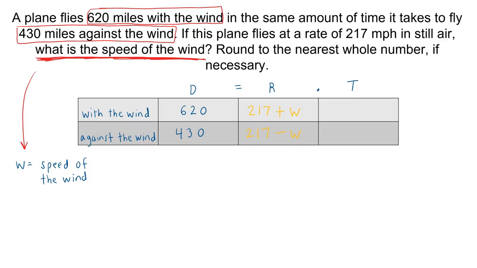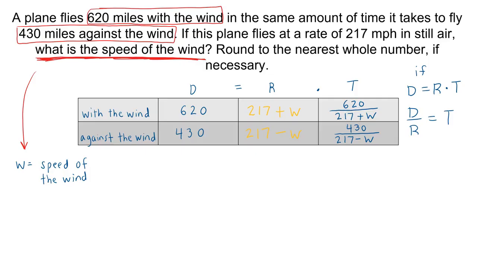Because when we're flying with the wind and against the wind, we already have our distance and our rate, or our speed. That's all I need to find the time. Because if distance equals rate times time, and I need to find the time associated with that distance and rate, then I can divide both sides of this equation by r to get t by itself. Dividing the left side of this equation by r gives us distance over rate equals, and dividing the right side of the equation by r gives us t. So we know that the time associated with flying with the wind and against the wind is equal to the distance over the rate. So the time flying with the wind has to be equal to the distance flown over the rate, which would be 620 over 217 plus w. And the time against the wind would be 430 over 217 minus w.